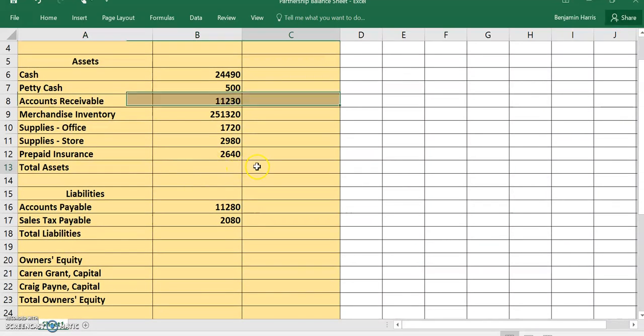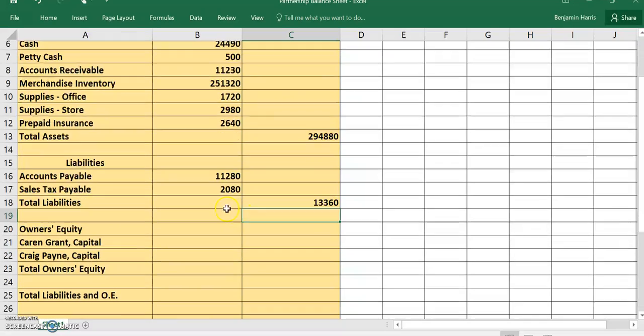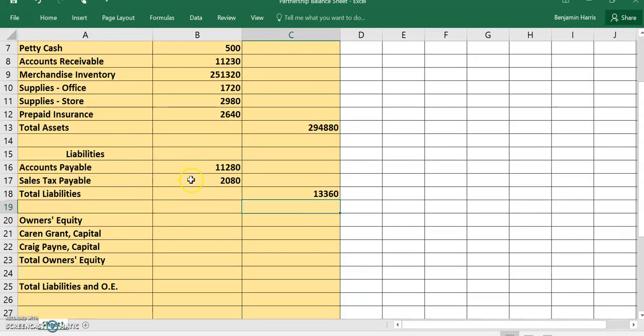We're going to add up all of our total assets first. And I got $294,880. Next up, liabilities. Once again, this is in the balance sheet portion of the provided worksheet, so I'm not writing anything down here that's not already in the book. Now I'm just going to add these up. And I got $13,360. That's our total amount of liabilities. We have accounts payable and sales tax payable.